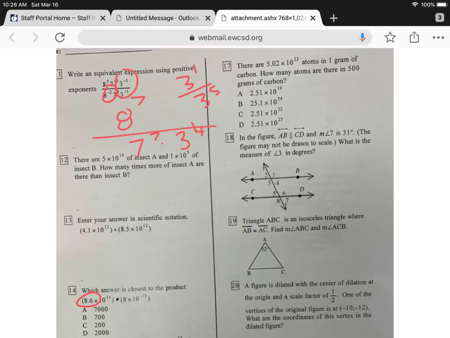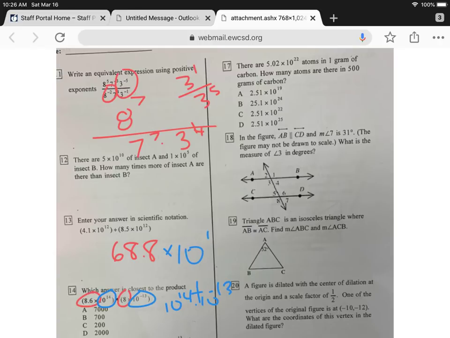So I will do this one. You're going to multiply those two numbers, 8.6 times 8. So use your calculator, 8.6 times 8, and I'm going to get 68.8, okay? And then what am I going to do with my exponents, 10 to the 14th, 10 to the negative 13? If I was doing this problem on a normal exponent rule, don't I multiply, and don't I add the exponents when they're multiplied? I get times 10 to the 14 minus 13, which is 1.